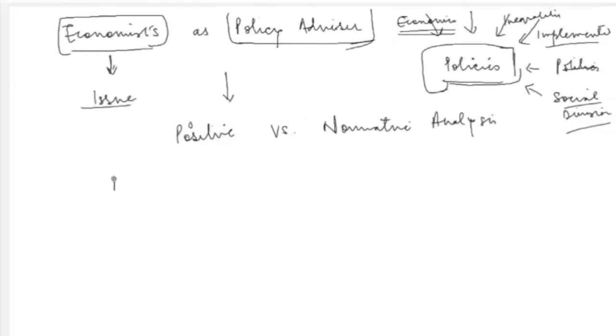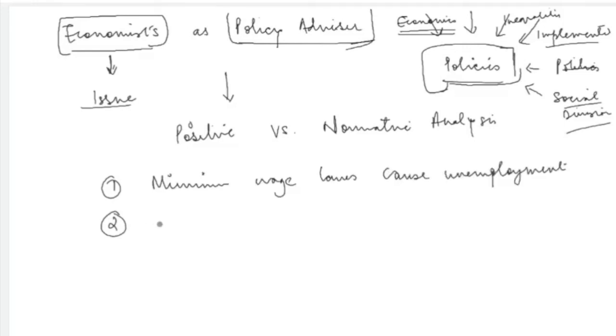Let's say, let me write two statements here. First is minimum wage laws cause unemployment. Second, the government should raise minimum wage. Notice here a slight difference in the two statements, which is the first statement says that minimum wage laws cause unemployment.